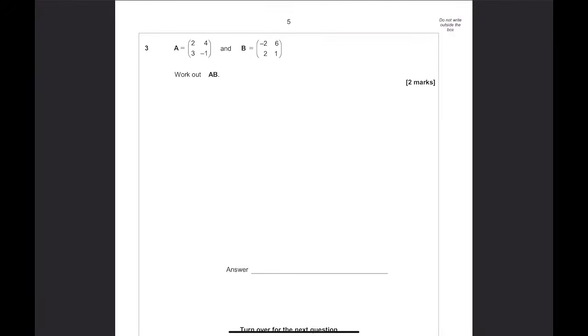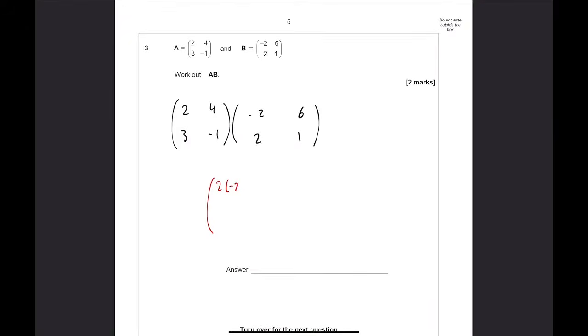Next, we are multiplying two matrices together. So we have 2, 4, 3, minus 1, and minus 2, 6, 2, and 1. If you haven't learned how to do matrix multiplication and you're doing A-level maths, I highly recommend learning it because it's very useful. It's a bit of a weird one if you haven't seen it.